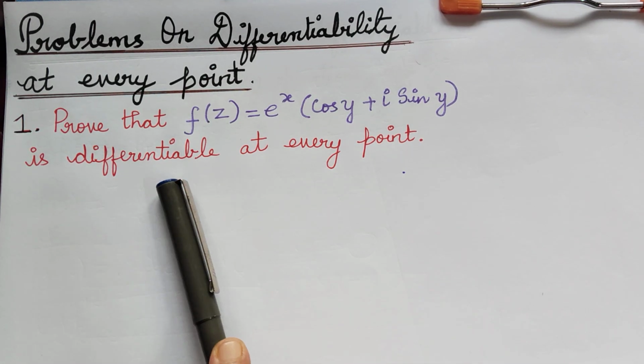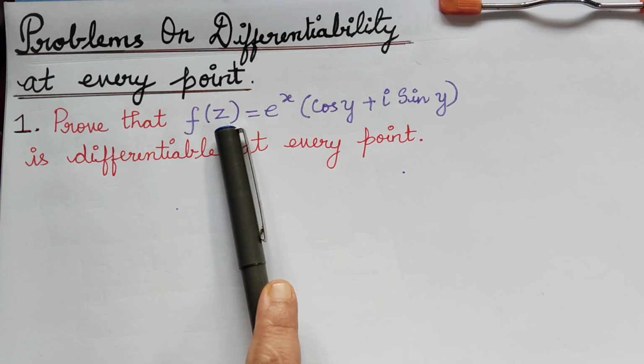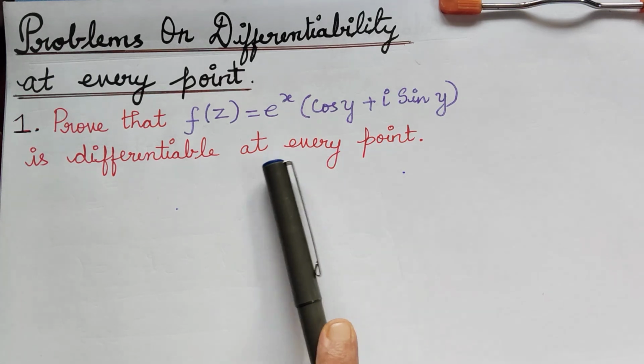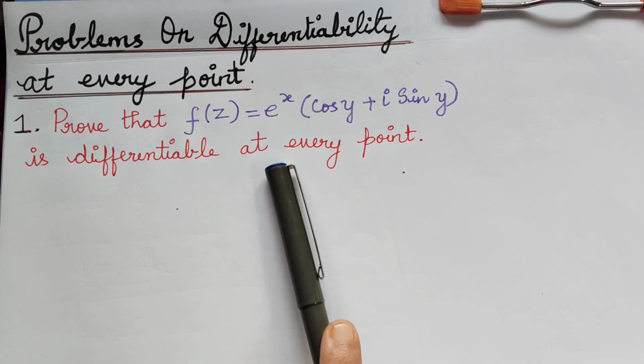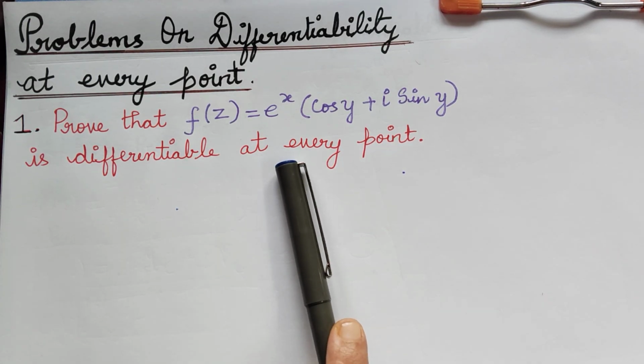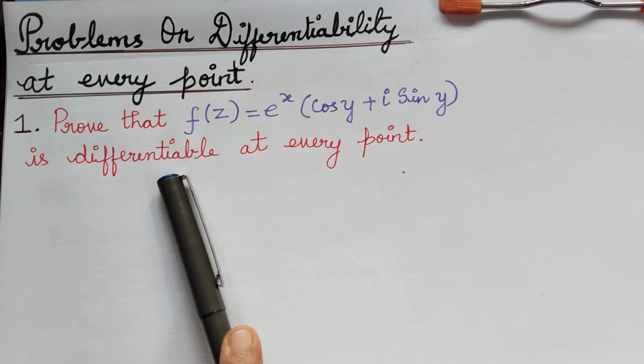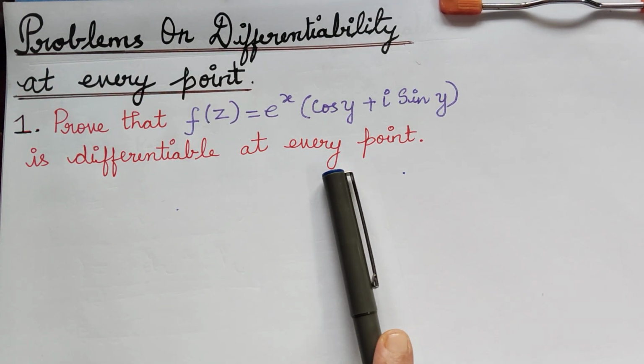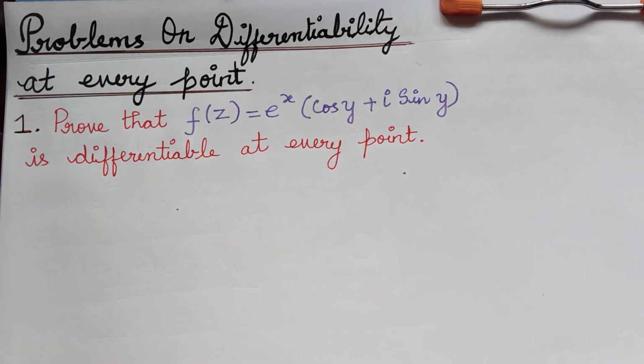Now, in order to prove that a complex function is differentiable at every point, we need to prove two conditions, that is, the necessary condition and the sufficient condition for a function to be differentiable at every point. So, let us see what are the necessary and sufficient conditions first.